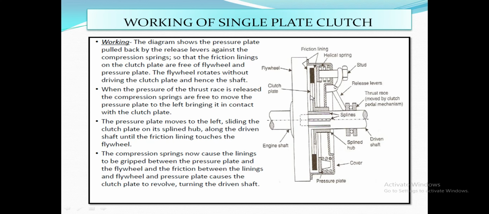The pressure plate moves to the left, sliding the clutch plate on its spline half along the driven shaft until the friction lining touches the flywheel. The compression springs now cause the linings to be gripped between the pressure plate and the flywheel, and the friction between the linings and flywheel and pressure plate causes the clutch plate to revolve, turning the driven shaft. This is the basic principle of single plate clutch.